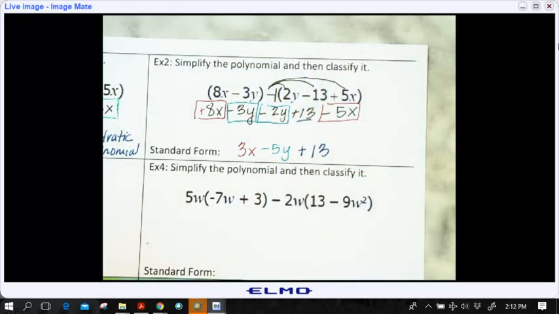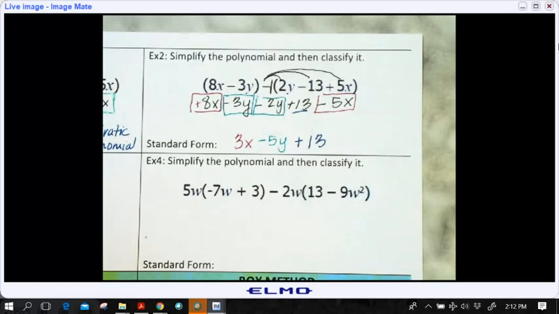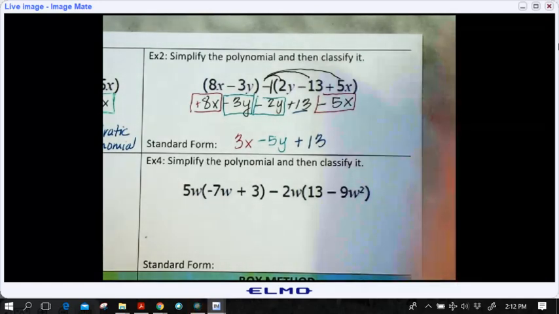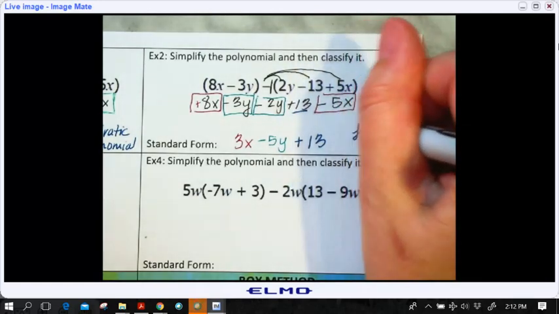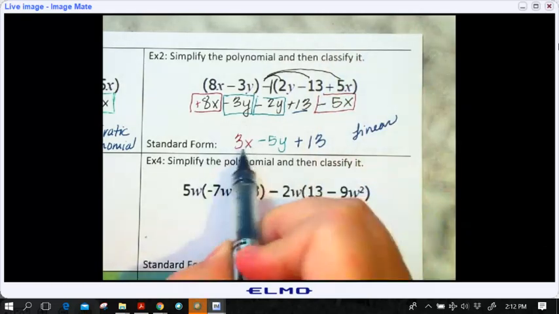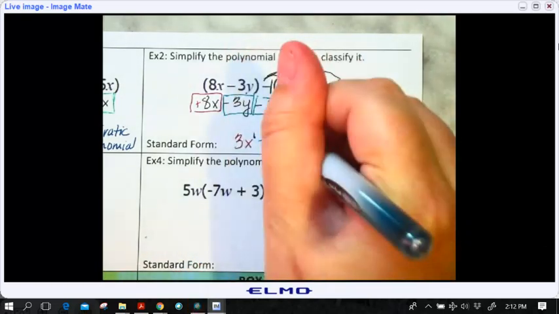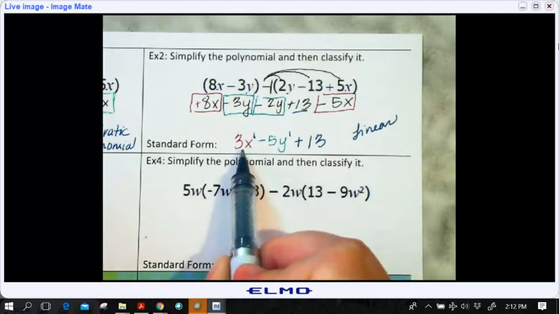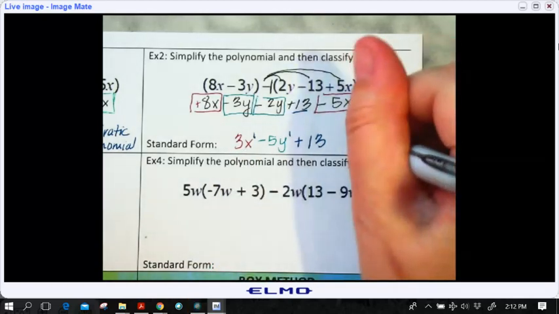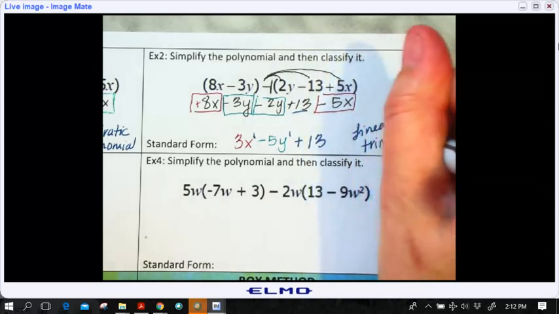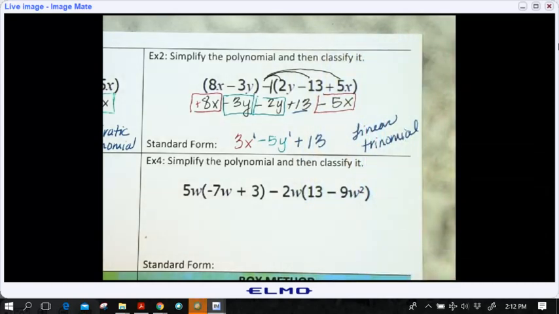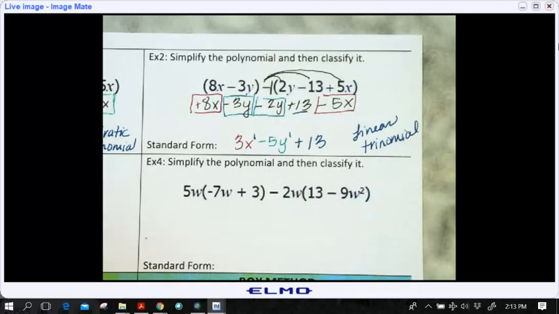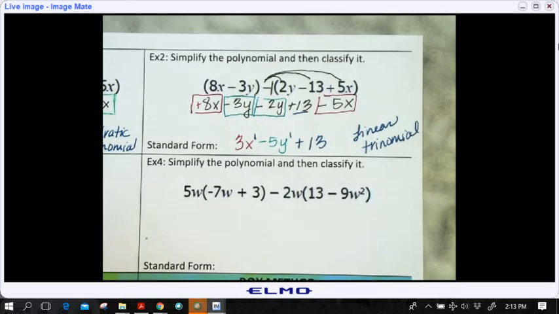And now let's classify this, okay? So what I end up having here is a linear, because the highest degree is 1, okay? And I have a trinomial, 1, 2, 3, I have 3 terms. Great job. Okay, now, let's talk about multiplying.